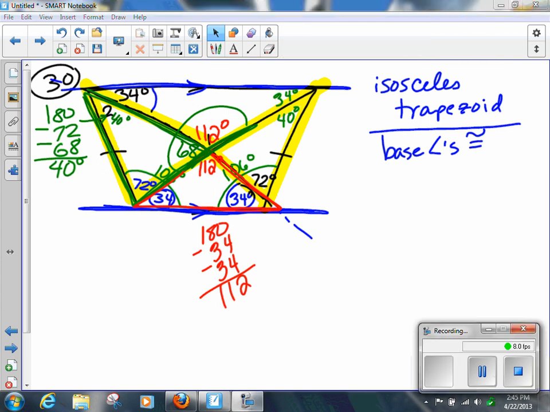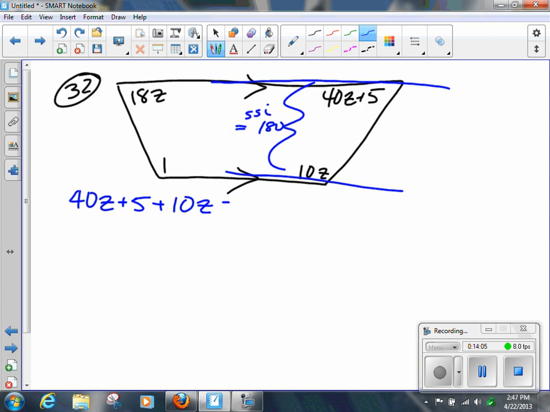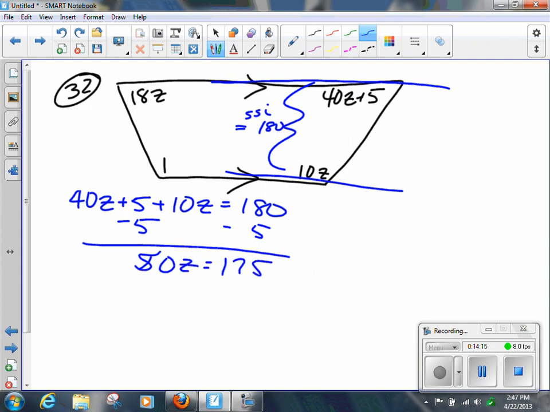I know about parallel lines, these right here. Nope, there are not. They're SSI. Same side interior angles add up to 180. 40z plus 5 plus 10z equals 180. So I'm going to subtract 5. That gives me 50z equals 175. My bad. Did I copy that right? 40 plus 10, yep. You guys are right.